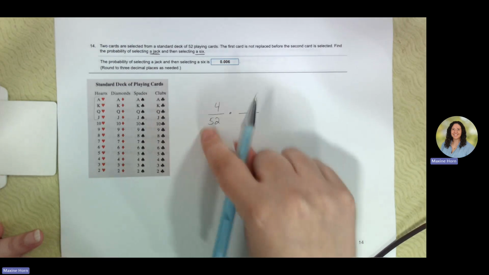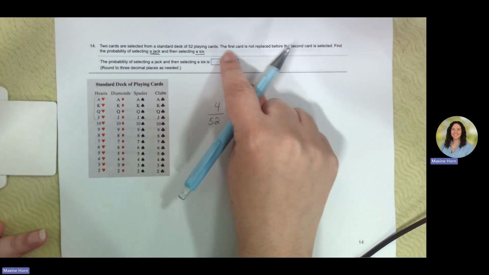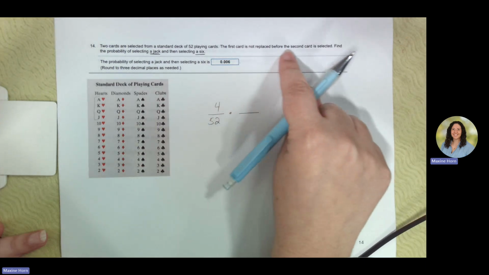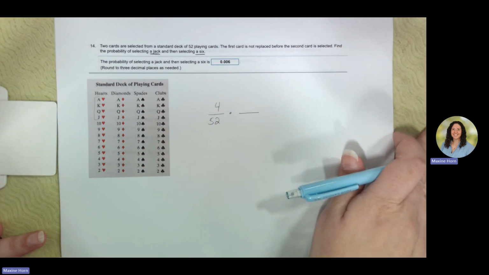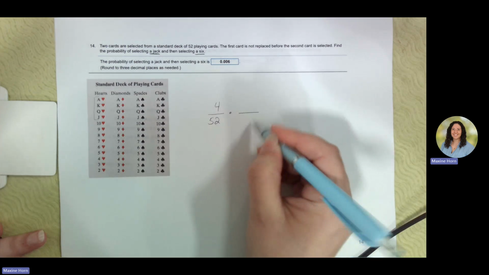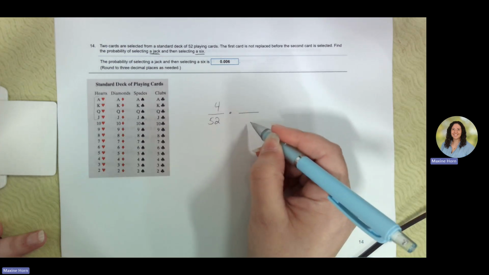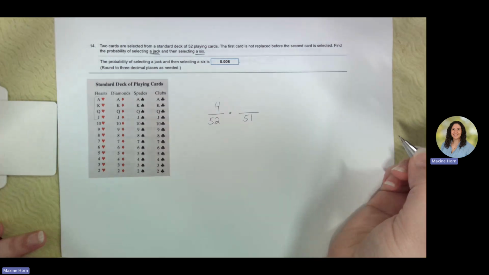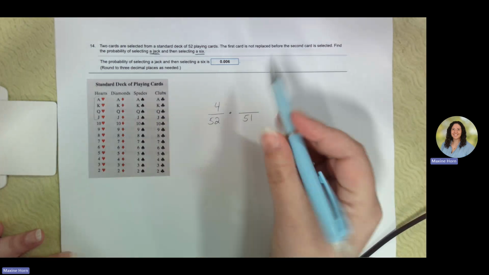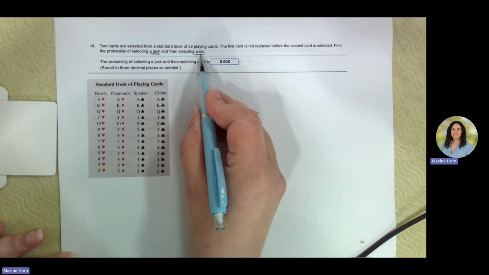Okay, so that was the first pull. It's telling me that the first card is not replaced before the second one is selected. So I pull the jack out and I set it off to the side. Now for the second pull, I don't have 52 cards to pull from anymore. There's only 51 because I took one out. And they want the probability that the second card is a 6.